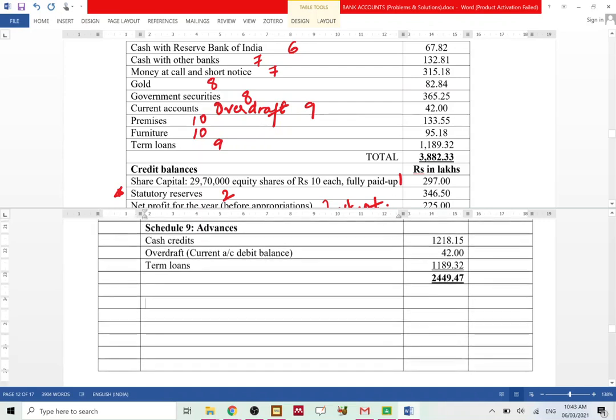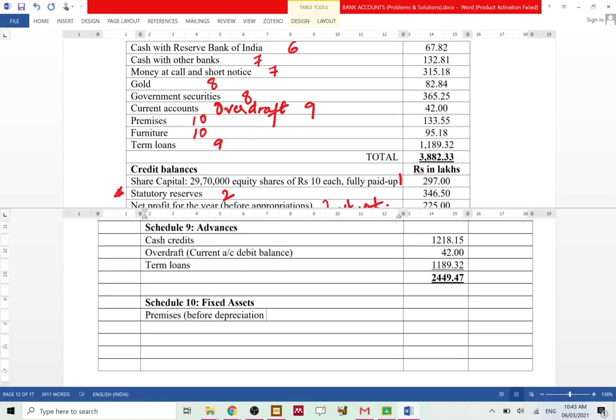Okay, so we have here schedule 10, fixed assets, and under fixed assets, first one would be premises. We have here premises, and I'll just put it in the inner column. The amount before charging the depreciation. So how will we get that? Before depreciation, I will write it here just for our understanding sake. Before depreciation was 133.55, that is the amount that we got here.